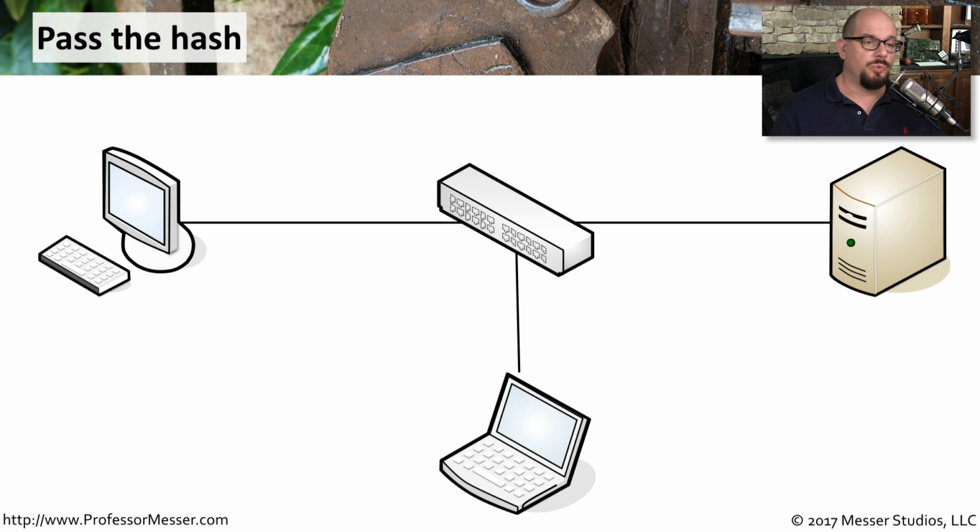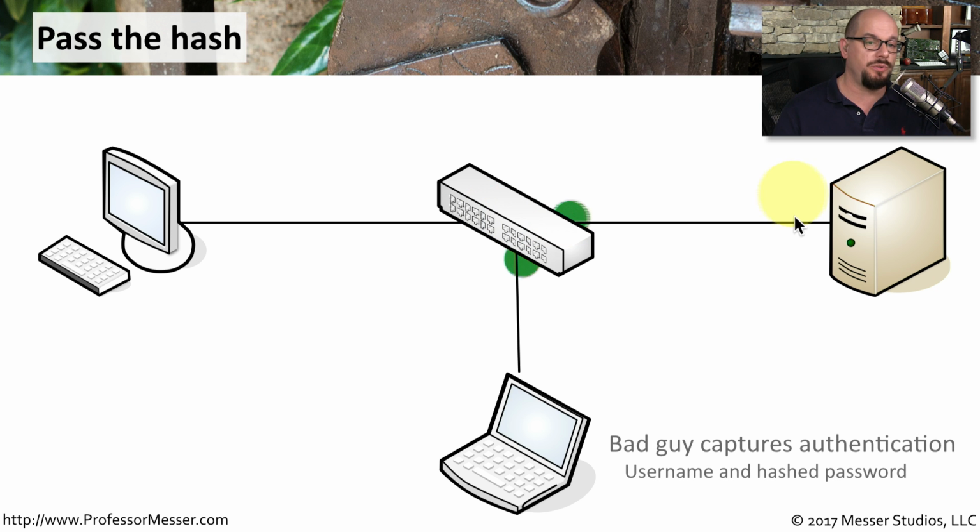Here's how this process would work. We've got a legitimate user communicating to a server, and then we have the bad guy down here who has gotten a link off the existing switch to gain access to the data going across the network. The user sends the legitimate authentication request to the server. A copy of that information is sent to the bad guy's workstation, and he captures that data.